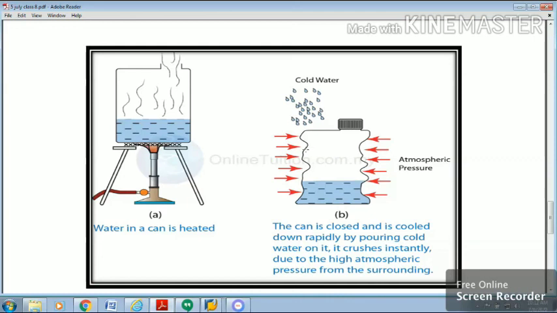What do you observe? You will observe that the tin gets crushed from all sides. What is the reason why it happens? On heating the can, the air trapped inside it is expelled. As the can is closed, no more air can enter it. Now on pouring the cold water on the can, the steam, that is the hot air left inside the can, condenses into water. Hence there is no air inside the can now. This results in low pressure inside the can. Therefore, the atmospheric pressure outside the can presses from all sides, which crushes the can.